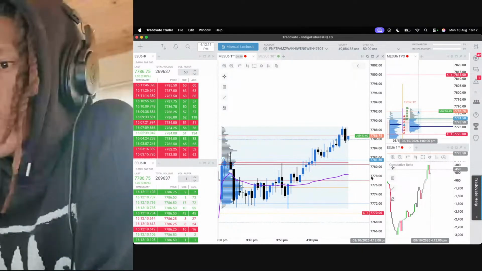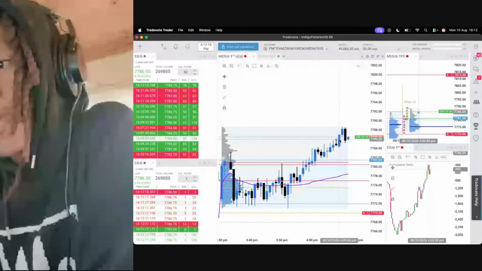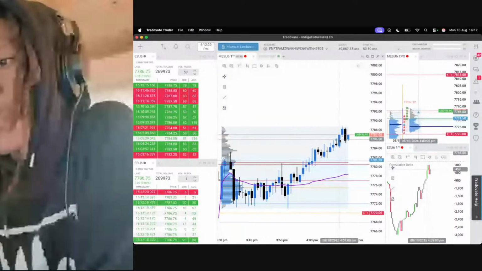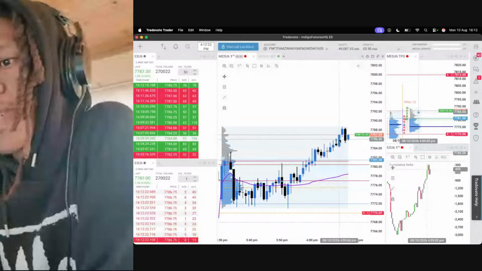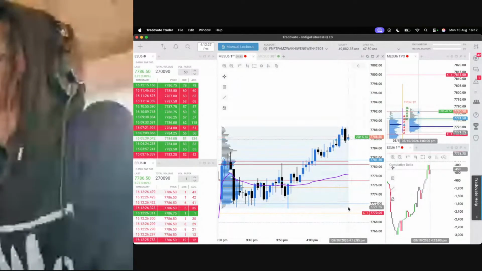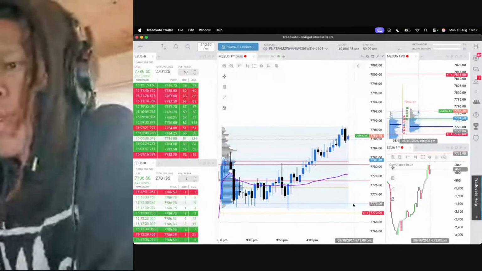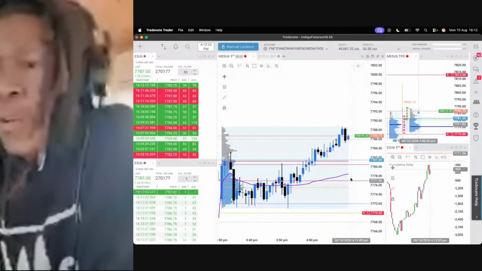786. Remember, we need to hold above 786s, right? We need to hold above overnight value, because if overnight value high doesn't hold, then we could revert back, right? We could start coming back towards the overnight point of control.